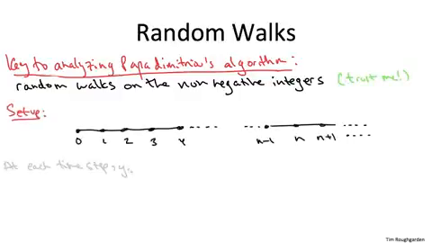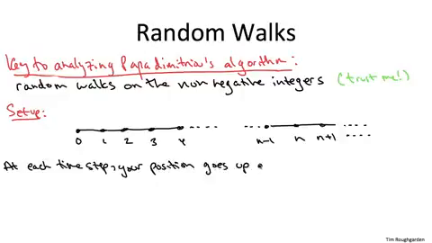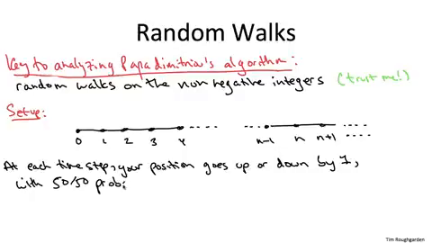The setup is as follows. Perhaps you just took a super difficult exam. Maybe it was an algorithms class, for example. You stagger out of the exam room and you're just in a complete daze. You have no idea where you are or where you're going, and so you just stumble along. At each time step, you take a step to the left with 50% probability or a step to the right with 50% probability. You have no idea where you're going.